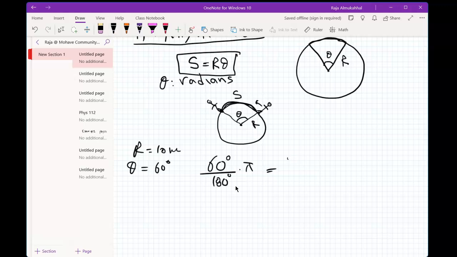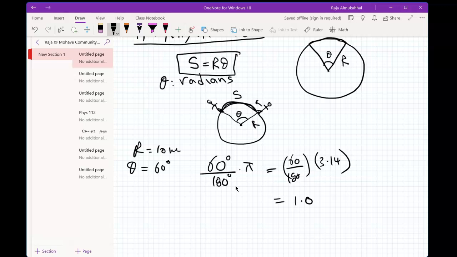My pen is not working very well. I think, okay, there we go. 60 divided by 180 times 3.14. So basically 60 divided by 180, I'm using my calculator, times 3.14. Answer 1.045.